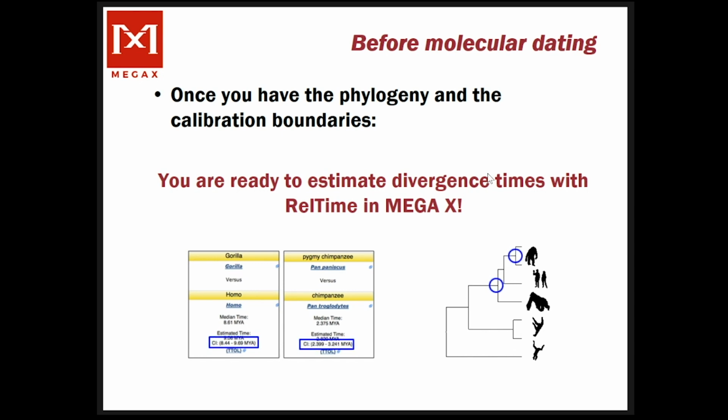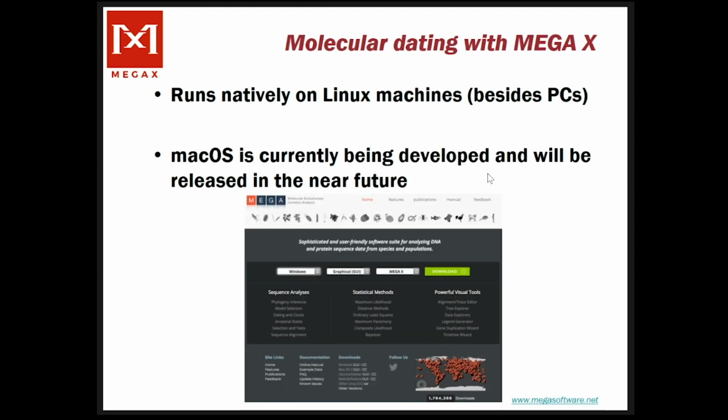estimated times. And once we have the phylogeny and the calibration boundaries, we are ready to estimate divergence times with RelTime in MEGA X. And these will be the two nodes that we will calibrate here. MEGA X runs natively on Linux machines besides PCs, of course, and is currently being developed and will be released in the near future for macOS.